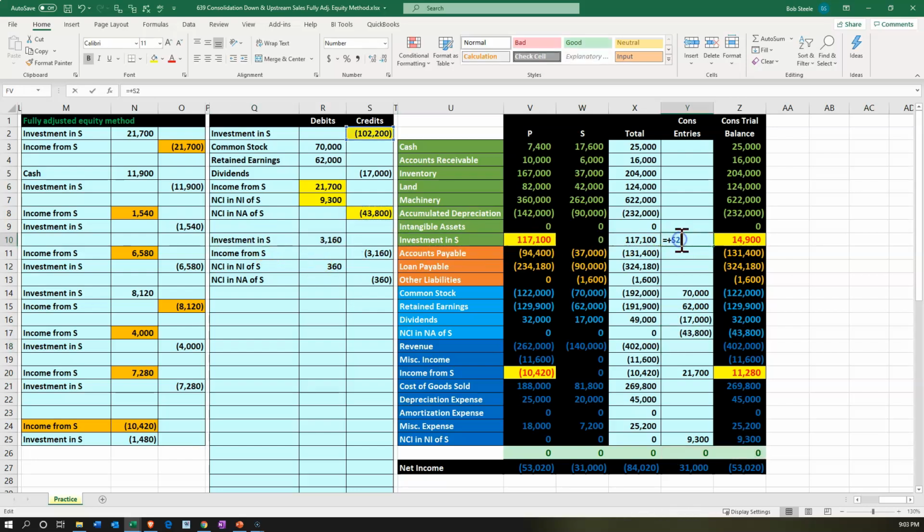So here we're going to double click on this, plus the 3160. The income from S is down here. I'm going to double click on it, say plus. And then we've got the non-controlling interest here, so I'm going to double click on it and say plus the 360. Non-controlling interest and the net assets, double click here and plus. And there we have that. So that should put us back in balance. These things aren't down yet, but we're on our way.